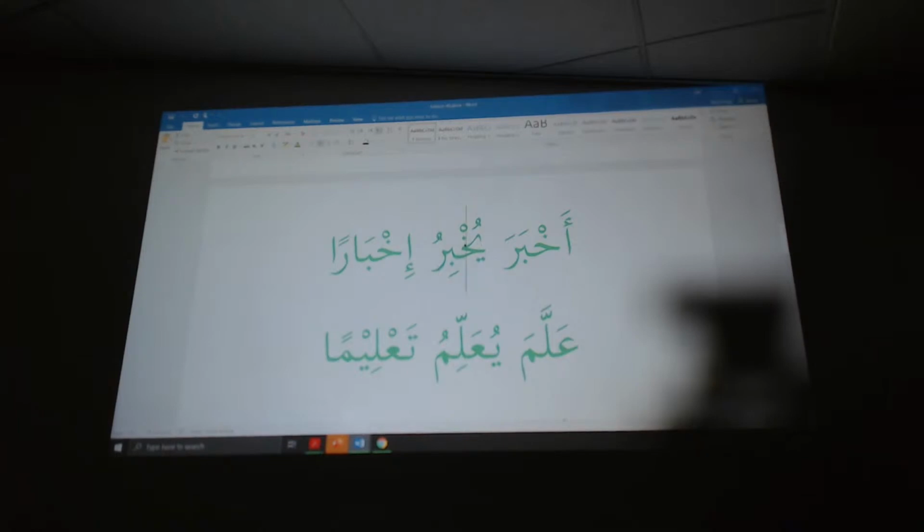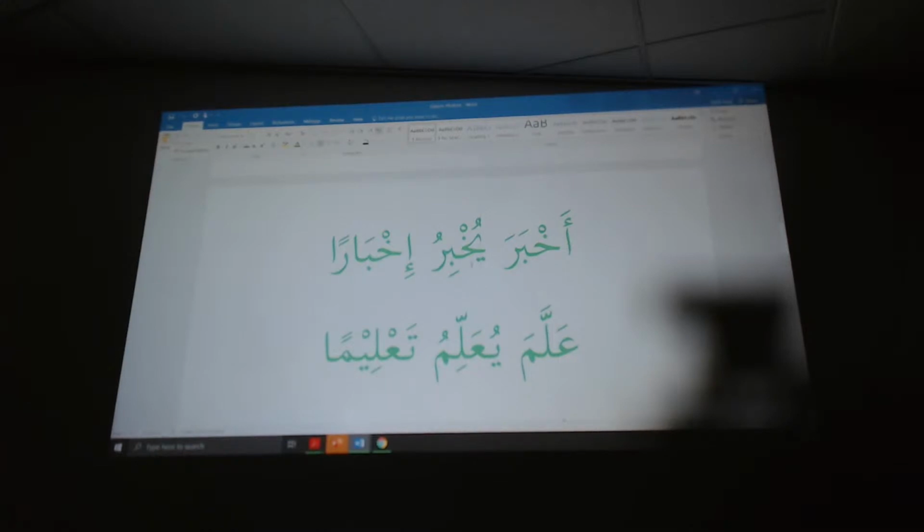Passives are easy. Here, ui for this one. Akhbara becomes ukhbira. Ui. So the best way to do it is the second to last letter becomes i. Everything before that becomes u. So ukhbira. Right? Then you've got your passive of this one, it becomes yukhbaru. First one becomes u. Everything after that is yukhbaru.